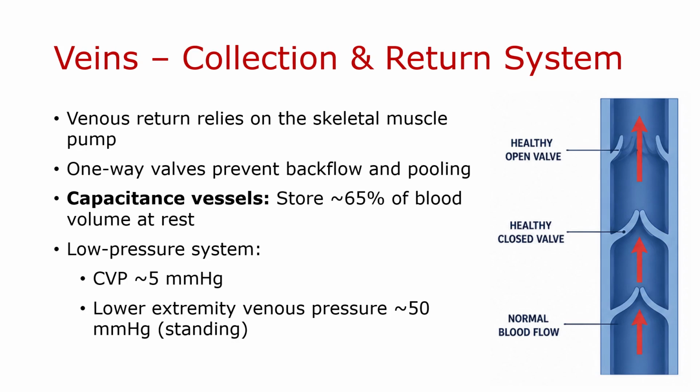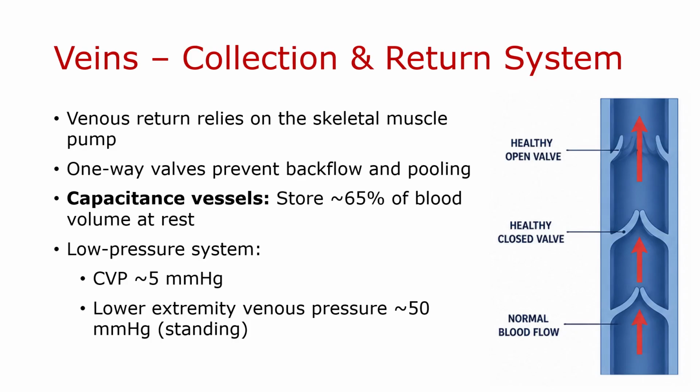After gas exchange occurs in the capillaries, blood begins its journey back to the heart. Veins return blood to the heart and operate under much lower pressure than arteries. Because venous pressure is low, venous return depends heavily on the skeletal muscle pump, especially in the lower extremities. One-way valves prevent blood from flowing backward and help reduce pooling. Veins also serve as capacitance vessels, storing about 65% of the body's blood volume at rest.